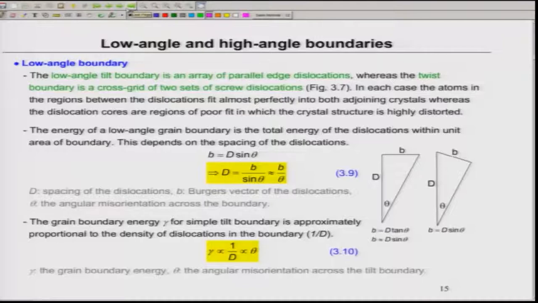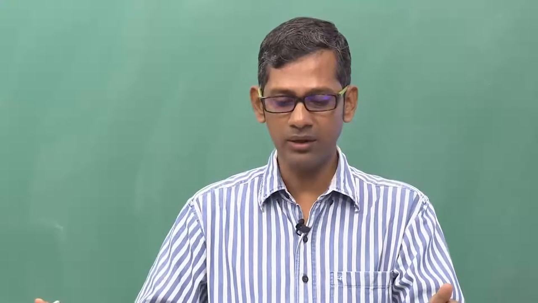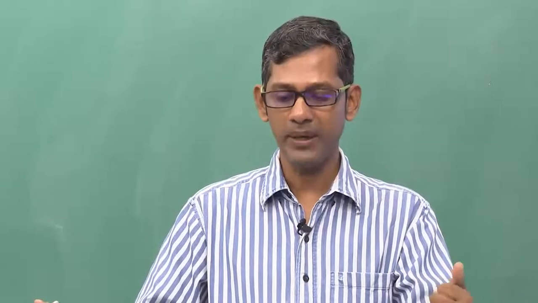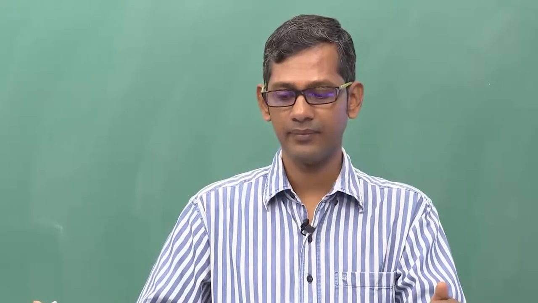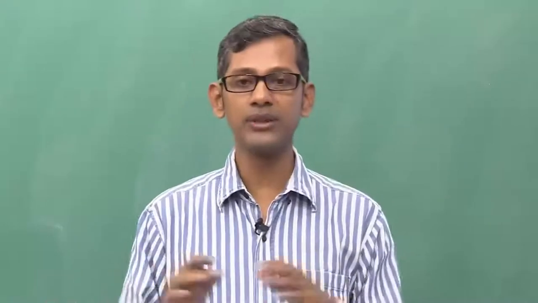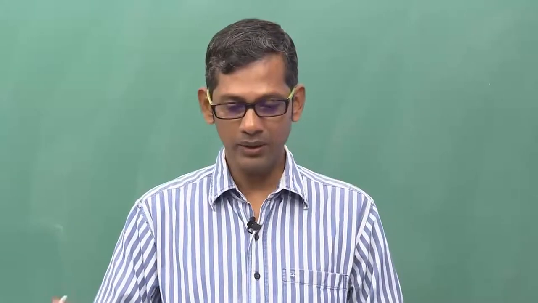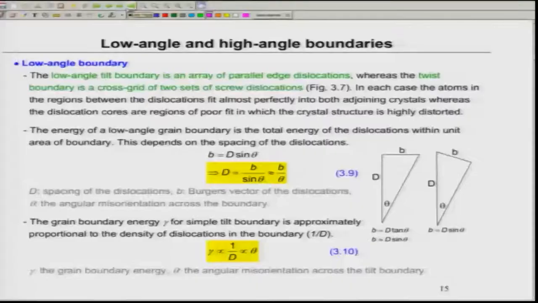We can assume that W.T. Read and others have considered that a low angle grain boundary, where the tilting angle is very small, can be considered to consist of an array of parallel edge dislocations. Whereas a twist boundary is a cross grid of two sets of screw dislocations. Okay, we'll come back to those figures, which are taken directly from the book.